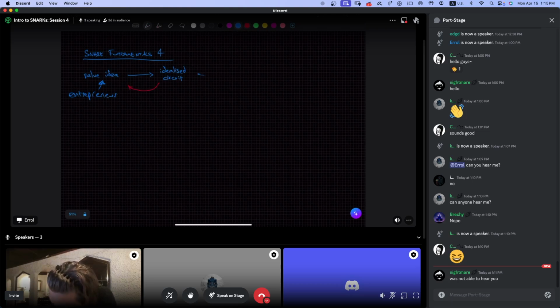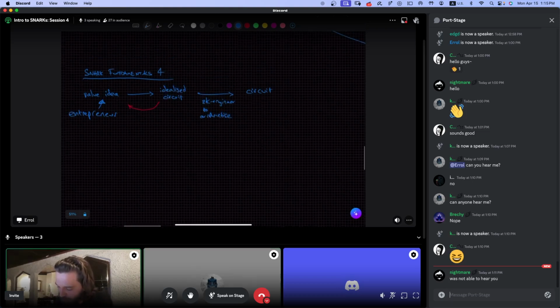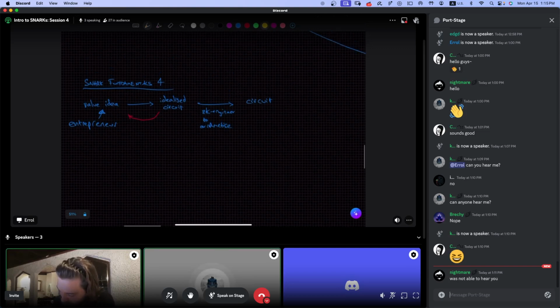And then comes in the ZK engineer to arithmetize this into a circuit. Remember, that was this process. This step is where you would need to know the math, right? At this ZK engineer.